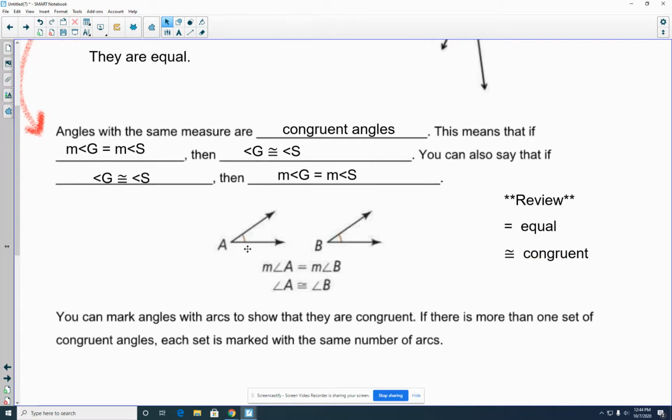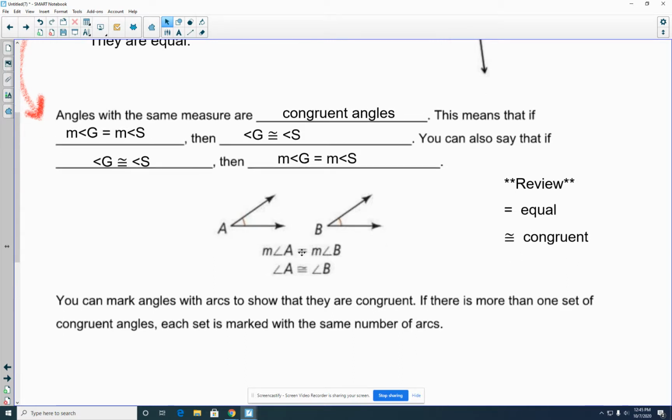Okay? So if you take a look here, here are two angles, right? And now notice, wait a second. They have the measure of angle A equals the measure of angle B, but there's no numbers. So remember with angles, you can mark that angles are equal or congruent by using little arc marks. So see this little arc here? This little arc here? That tells you that they're equal, which also tells me that they are congruent. So it says here, you can mark angles with arcs to show that they are congruent. You can put more than one set of arcs on something if you have more than one pair of equal or congruent angles.